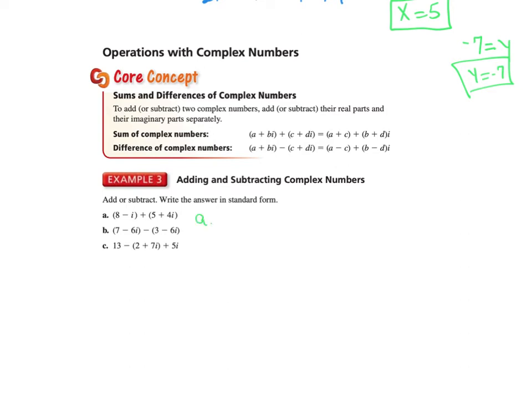So let's do A. 8 minus i plus 5 plus 4i. Now, we're just going to add like terms. So the real parts are 8 and 5. What's 8 plus 5? Is it 13? So 13. And then we're going to add our imaginary parts. So negative i plus 4i is 3i. And there's your answer. Pretty straightforward and easy, right? Let's look at B.